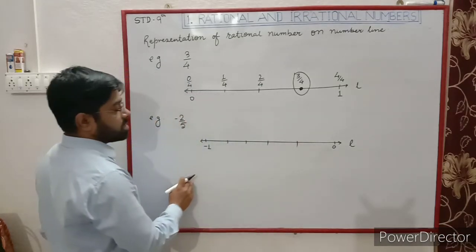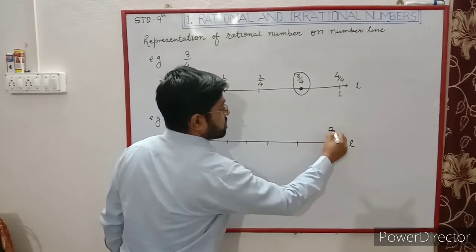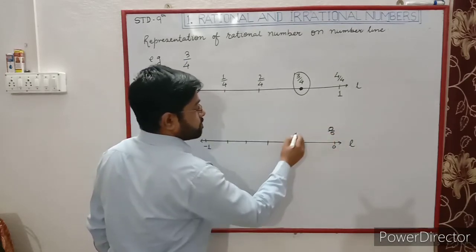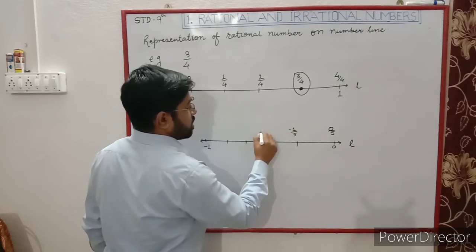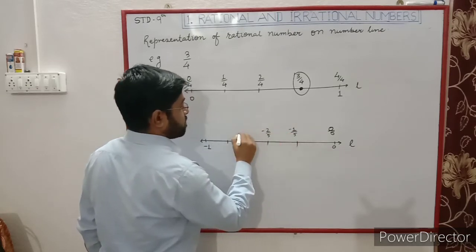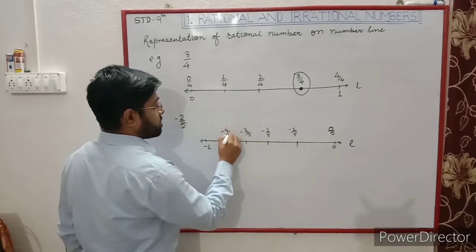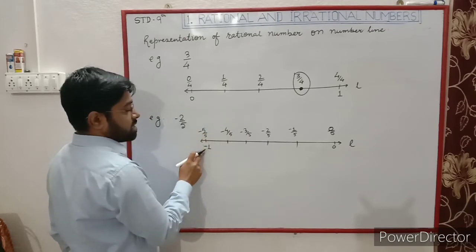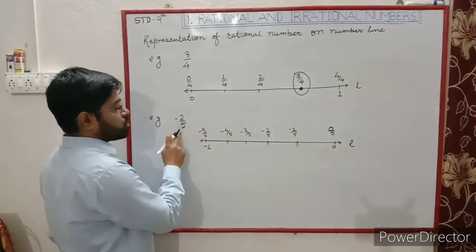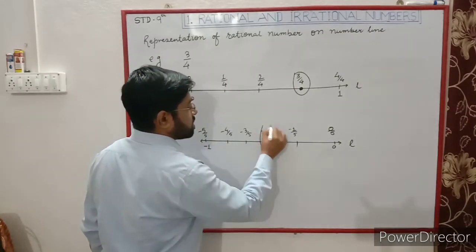Now we have to write here 0 by 5. That means 0. Now minus 1 by 5. Now minus 2 by 5. Minus 3 by 5. Minus 4 by 5. Minus 5 by 5. It becomes minus 1. So we represent minus 2 by 5. This is the point minus 2 by 5.